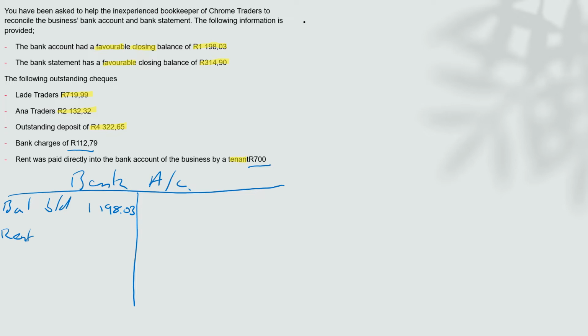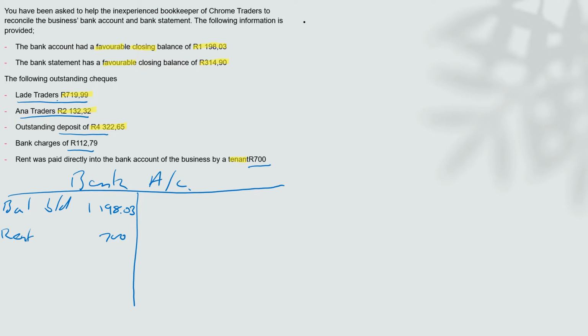And normally that will go through the CRJ, right? And it's 700. So that's rent. If you look at this amount, outstanding checks and outstanding deposit, these are basically what is not in the bank statement but is inside your books. So here we're updating the bank account with what is inside the bank statement and what will not have been recorded by the inexperienced bookkeeper.